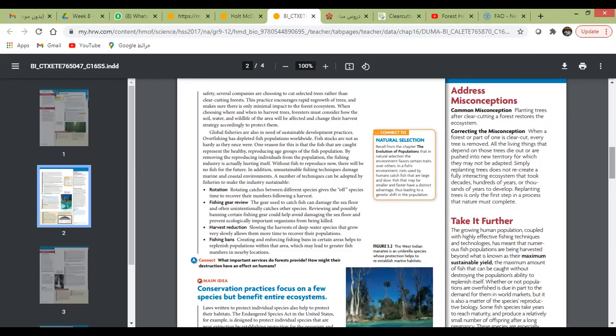Then what is the way to manage the cutting of trees? What is the way to manage the cutting of the trees? Yes, how can we manage the cutting of trees?